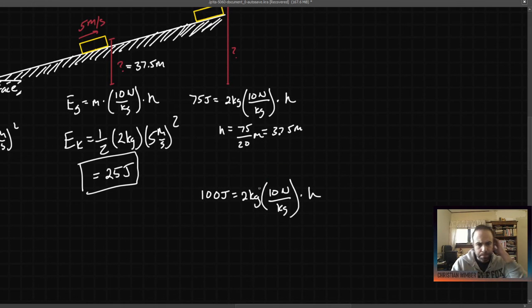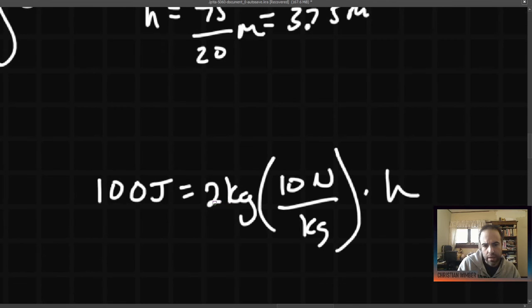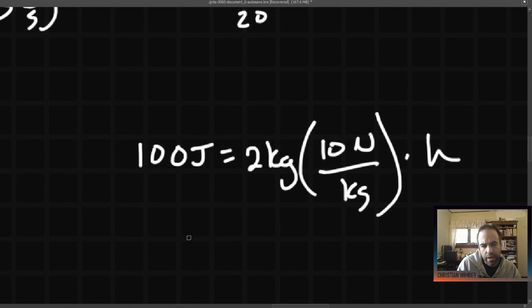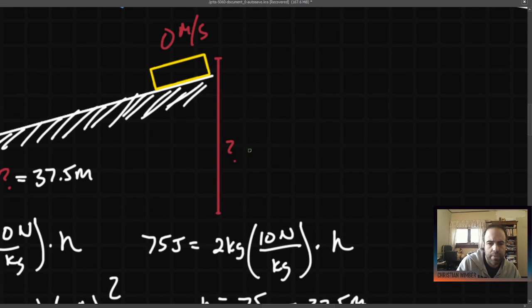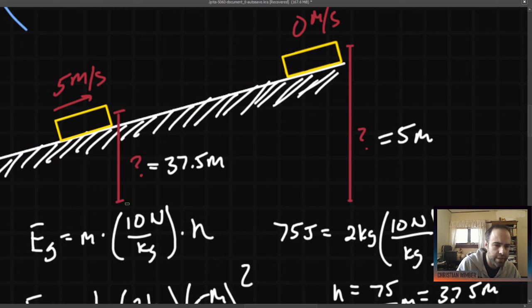Anyhow, so 3.75 meters. And then here, if we're going to solve for this height, we end up getting a height of 5 meters. So this ends up being 5 meters. We'll go ahead and fix that.